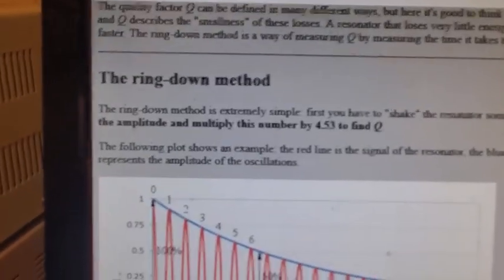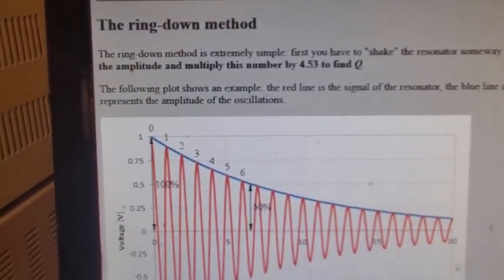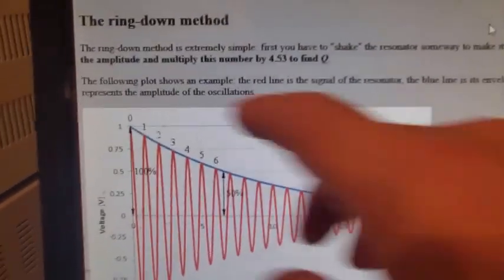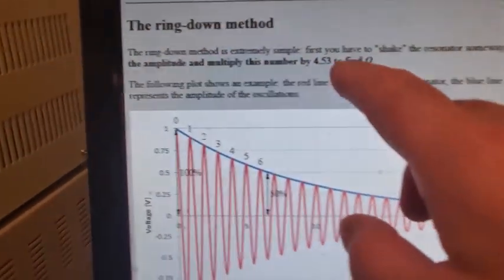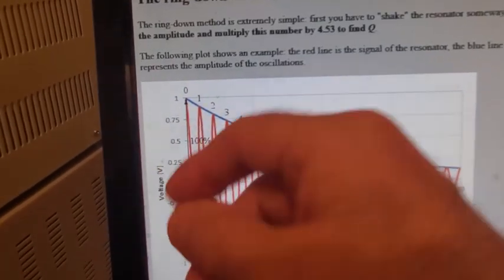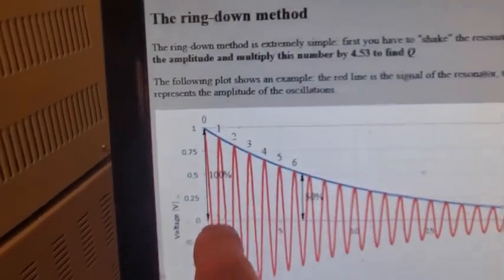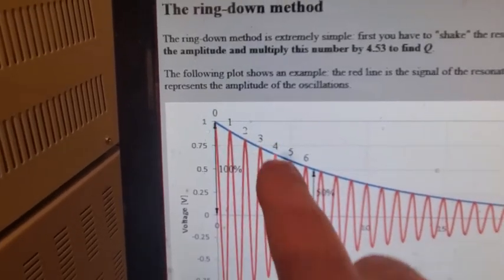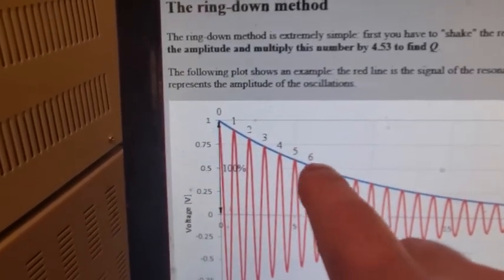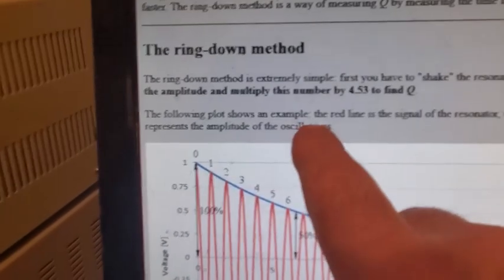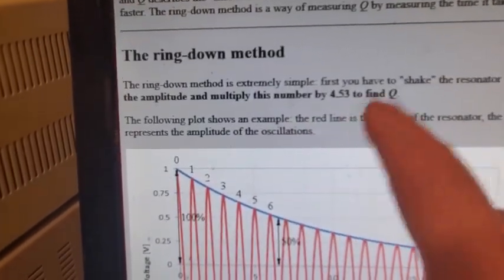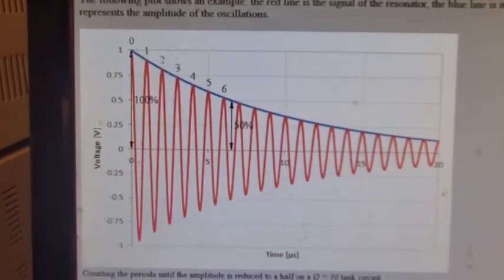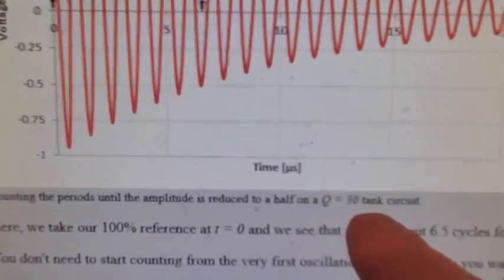They're calling this the ring down method. This is very close to this bandwidth definition, and what they're saying is extremely simple. You have your cap discharge, and say you're at 1 volt. You count how many oscillations happen until you're down to 0.5 volts, and then you multiply it by 4.53 to find Q. And so they're saying here that this LC tank circuit would have a Q factor of 30.